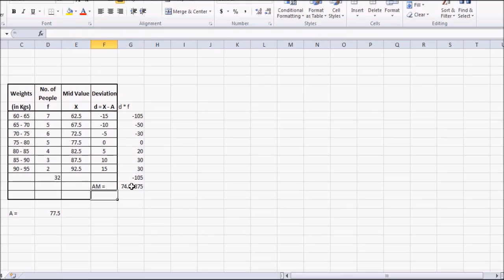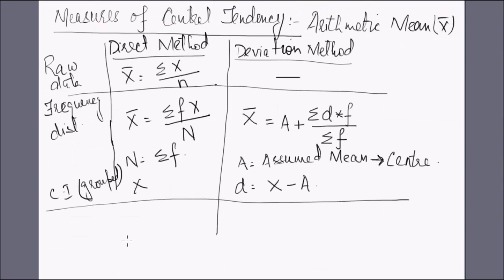Fine, so we are left with step deviation method, and that's simple after you've learned deviation method. So let's keep it for the next video.